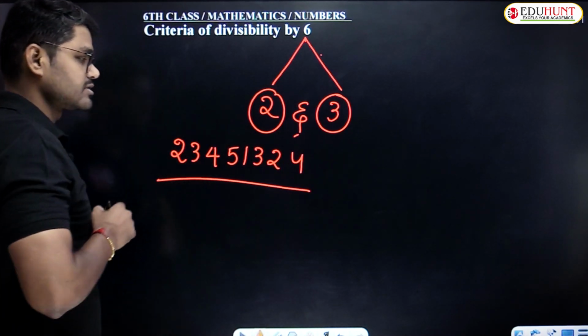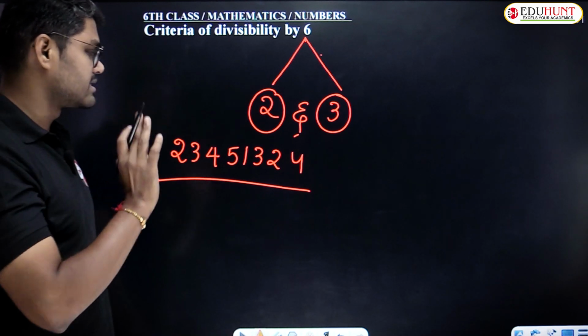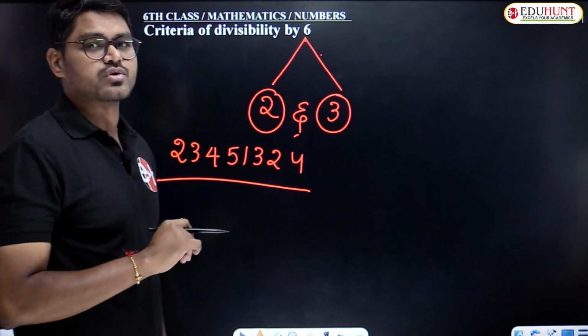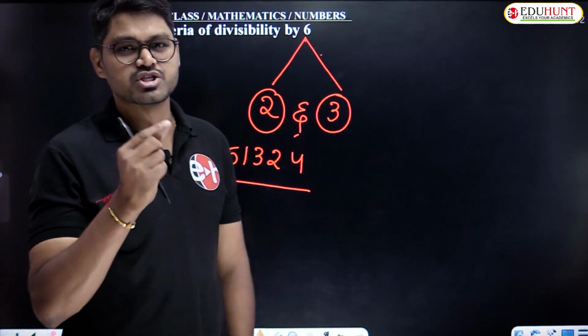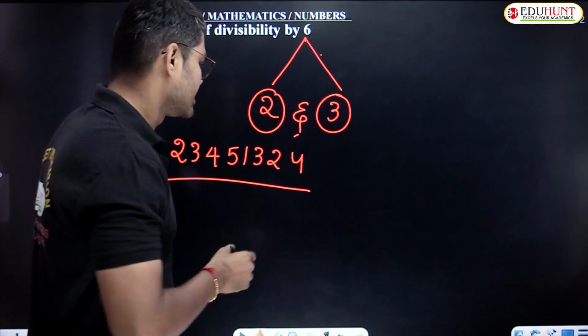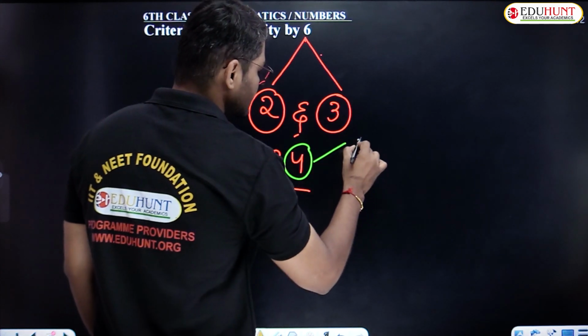Okay, this big number is there. We have to check whether this number is divisible by 6 or not. What is the divisibility rule of 2? The divisibility rule of 2 is that the unit digit must be 0, 2, 4, 6, or 8. Here 4 is there, that's why this number is divisible by 2.